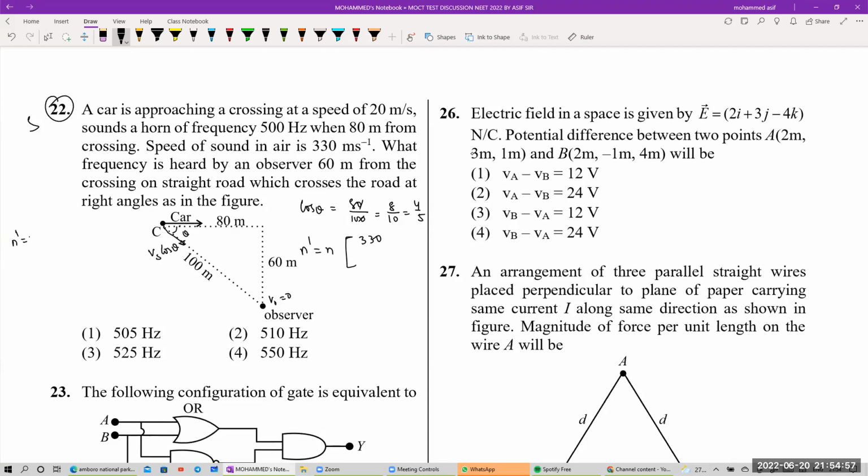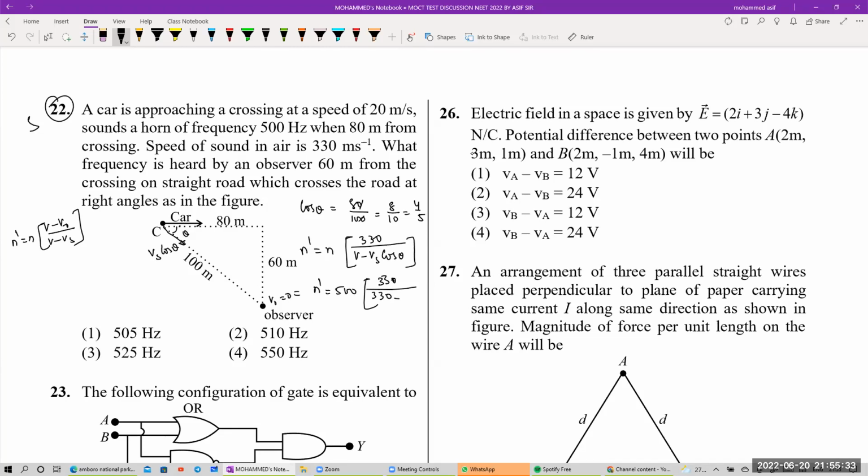The actual formula is N dash is equal to N into V minus V naught divided by V minus Vs. Velocity of observer is 0, so it is 330 divided by. In the same direction, sound is also moving, so it is V minus Vs into cos theta. So apparent frequency N dash will be equal to the actual frequency, which is given as 500, into 330 divided by 330 minus Vs.